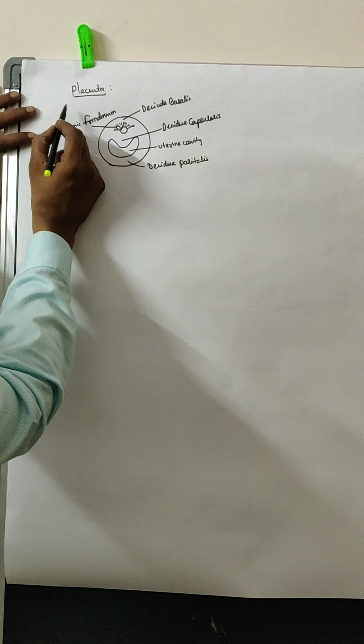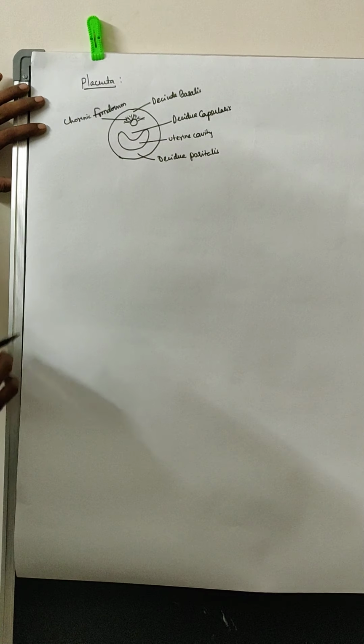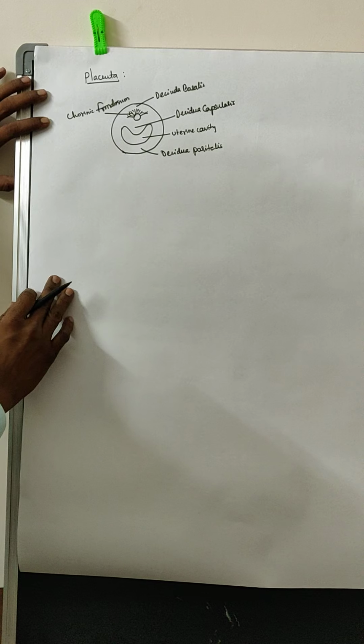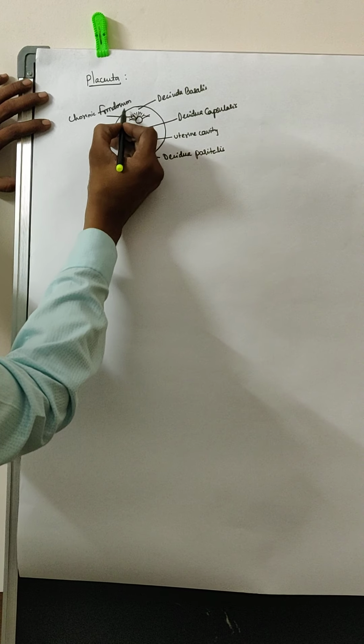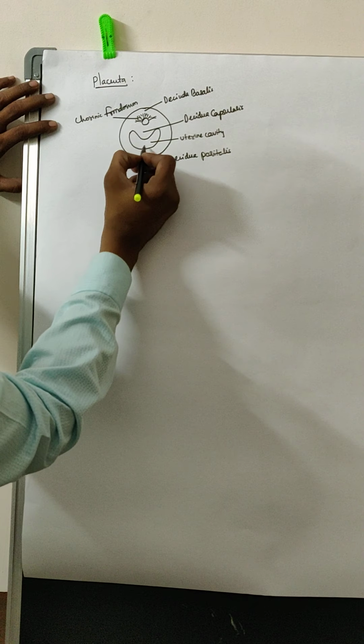We will see about the topic called placenta, development of placenta. Along with that, there is another question called decidua. So decidua is a 3 marks question. If you take the cross section of the uterus, within this you will see the uterine cavity here.